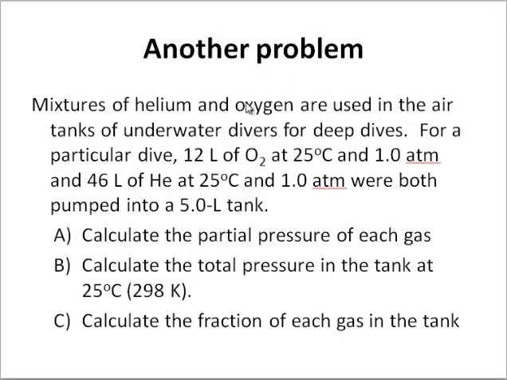Mixtures of helium and oxygen are used in the air tanks of underwater divers for deep dives. For a particular dive, 12 liters of oxygen at 25 C and 1 atmosphere and 46 liters of helium at 25 C and 1 atmosphere were both pumped into a 5-liter tank. Calculate the partial pressure of each gas in the 5-liter tank, the total pressure in the tank, and the mole fraction of each gas in the tank.